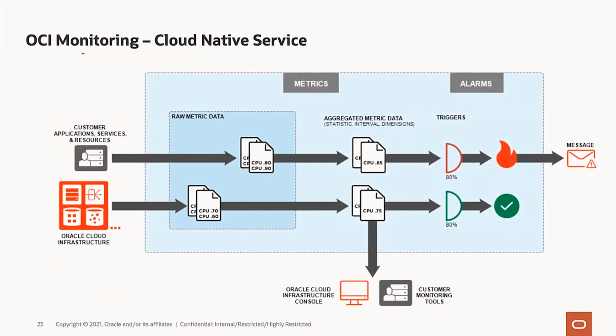So to take a graphical view of this, on the left, we have the customer applications and services and resources that are generating custom metrics. We have the Oracle Cloud Infrastructure services that are generating their standard metrics. That metric data can be collected and aggregated together. We can then set triggers and alarms based on thresholds.